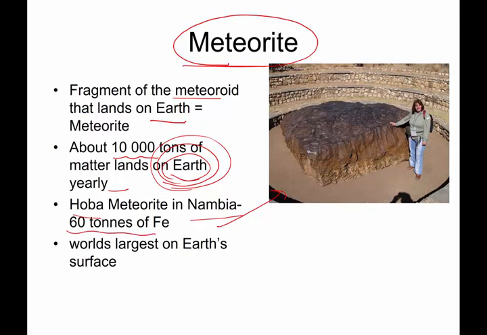This is a picture of the Hoba meteorite in Namibia in Africa. It consists of about 60 tons of iron. Lots and lots of iron. Many, many meteorites contain lots and lots of iron. And this is the largest fragment of a meteorite that we have ever found on planet Earth.